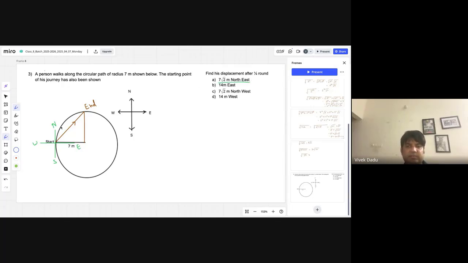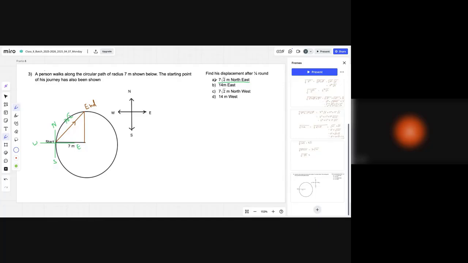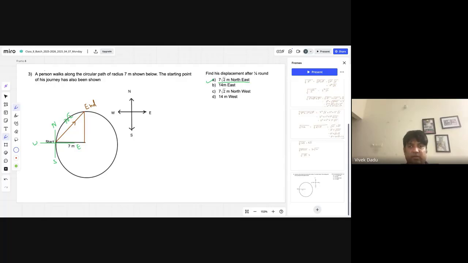Got it? Yes, sir. Sir, but how do we come to know that he moved only up in the circle and not down? I just came to know by seeing the options. Oh, good point. Very good point, Nihal.